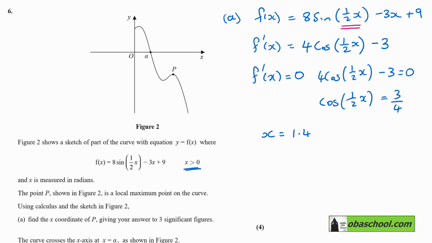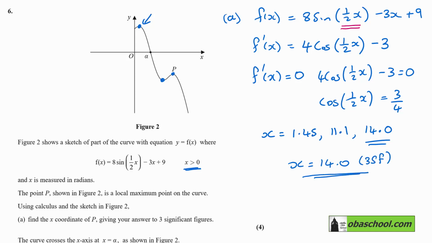We have 1.45, 11.1, and 14.0. Now 1.45 is going to be this first maximum up here. The 11.1 is going to be the minimum value there. And so P is going to be the third one. So we can say x is equal to 14.0. And that's to the 3 significant figures required.